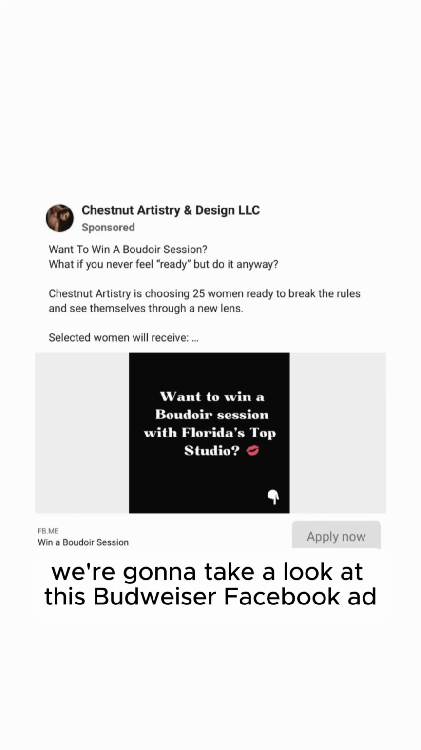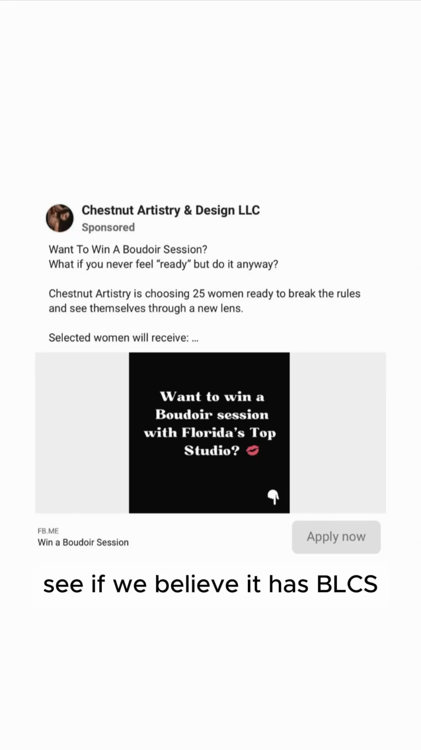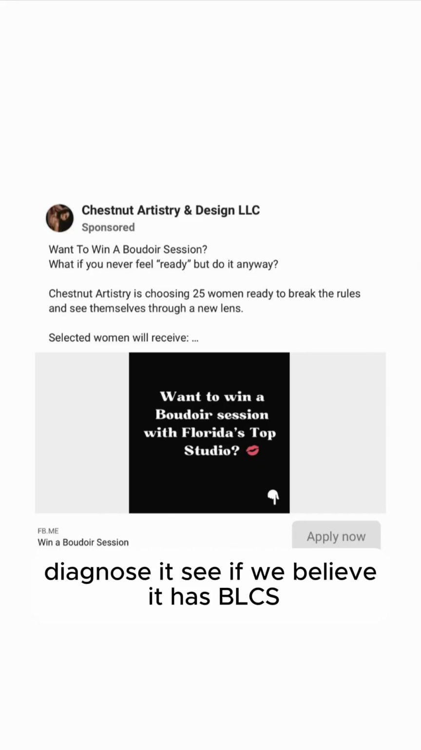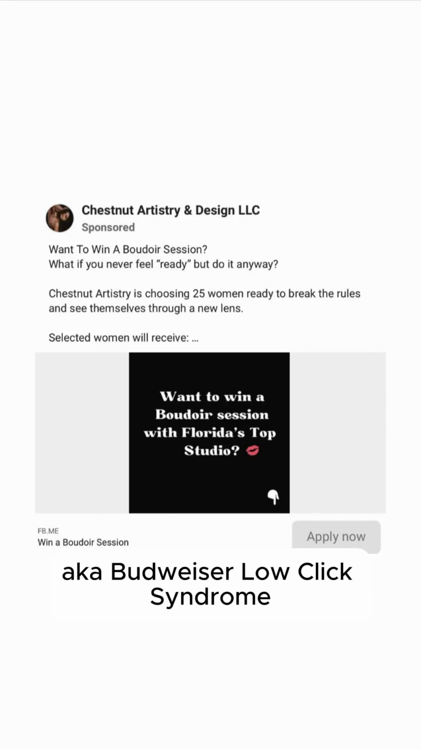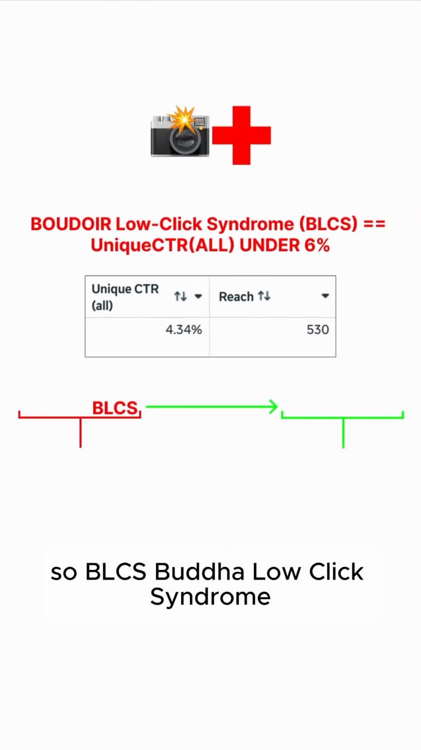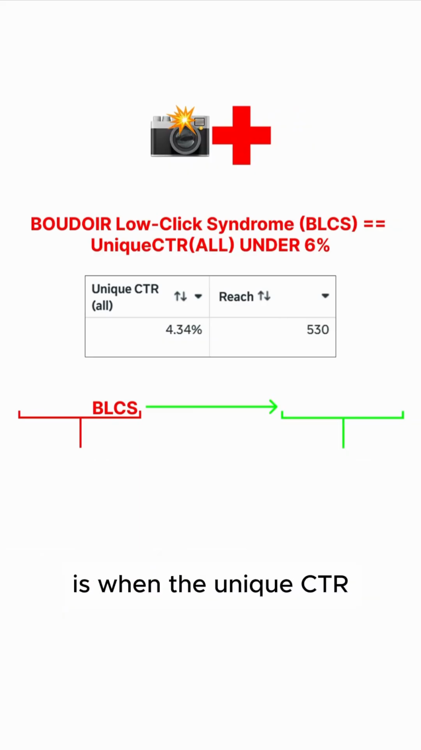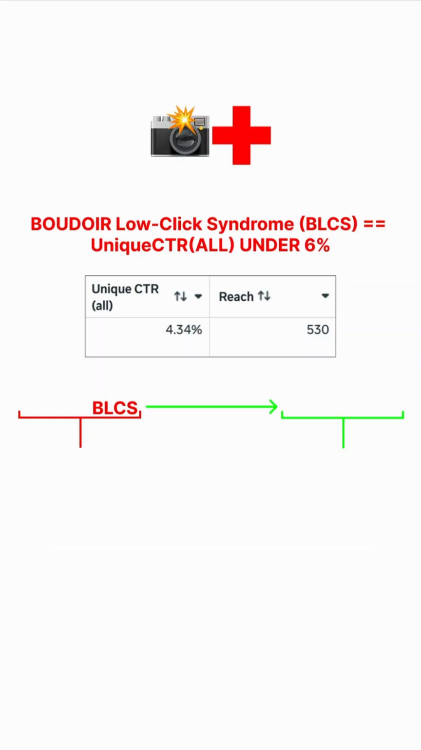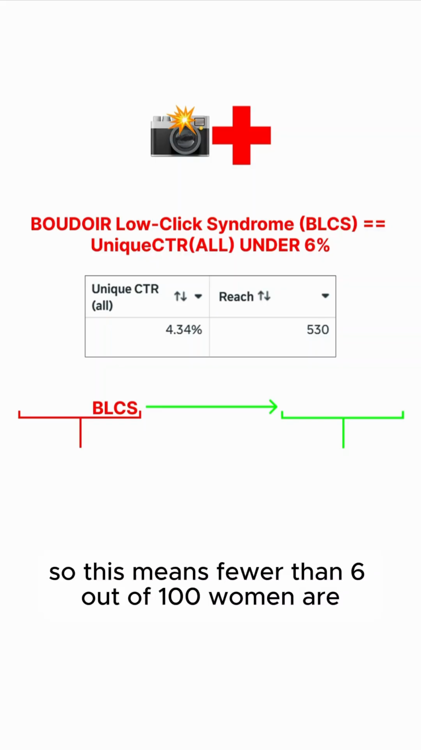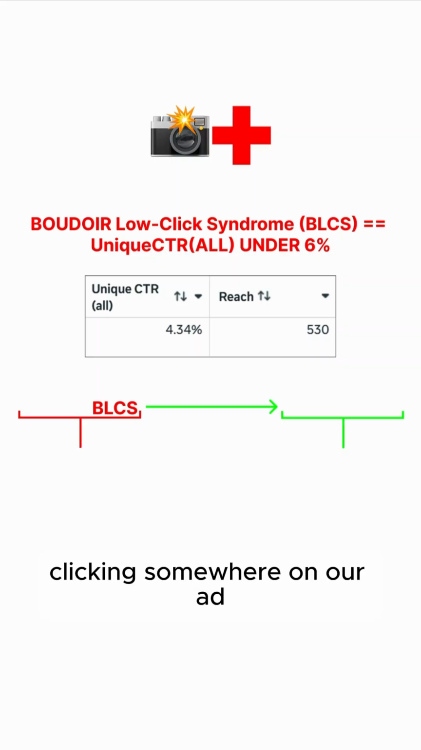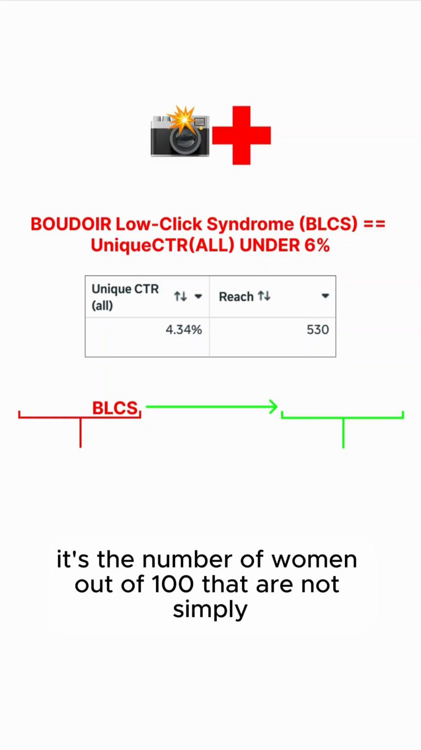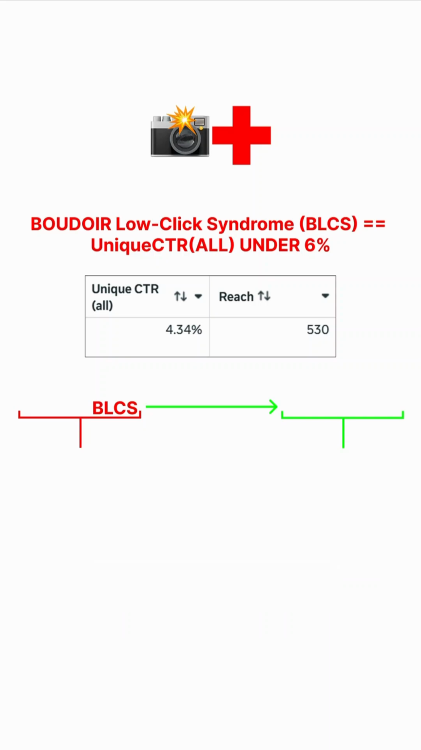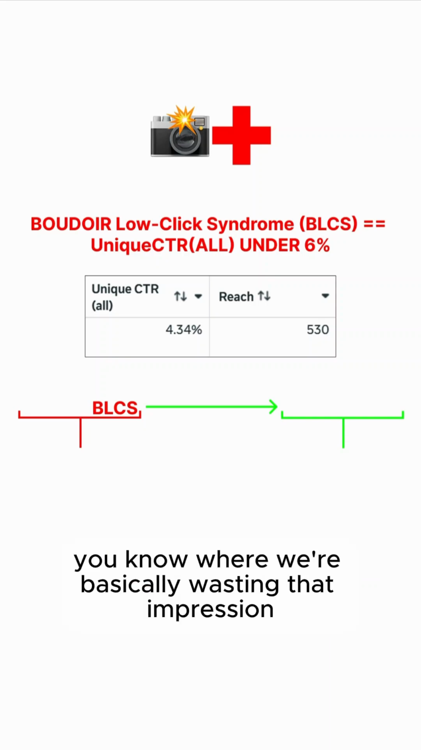All right, y'all, we're going to take a look at this Boudoir Facebook ad and see if we believe it has BLCS, aka Boudoir low click syndrome. BLCS is when the unique CTR on our Boudoir Facebook ad is under 6%. This means fewer than 6 out of 100 women are clicking somewhere on our ad, aka the number of women out of 100 that are not simply scrolling right on by, where we're basically wasting that impression.